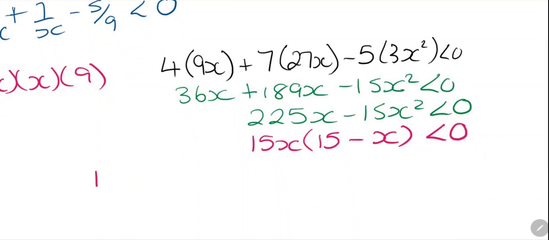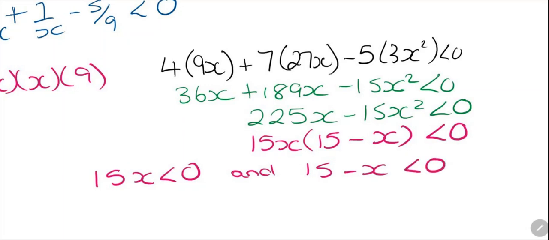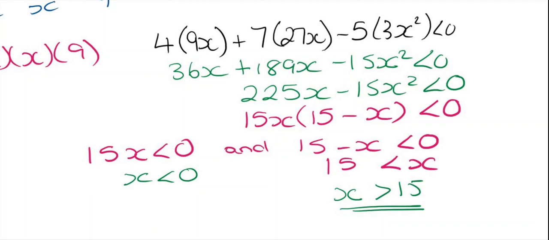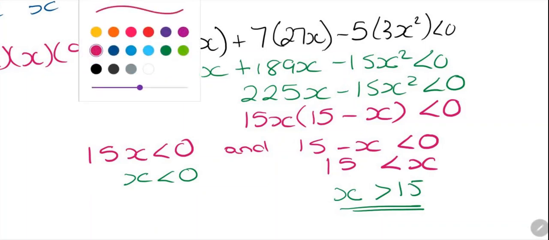So I know that 15x is less than 0, and 15 minus x is less than 0. So if I simplify this further, that's 15 is less than x, or I can say x is greater than 15. So this one here, we have x divided by 15, so it's just 0. So x is less than 0, and x is greater than 15. So we just need to test these values.